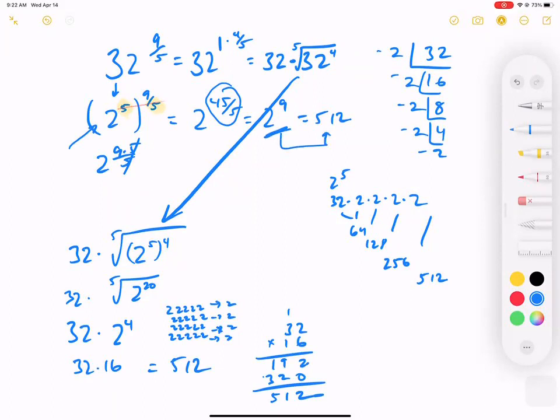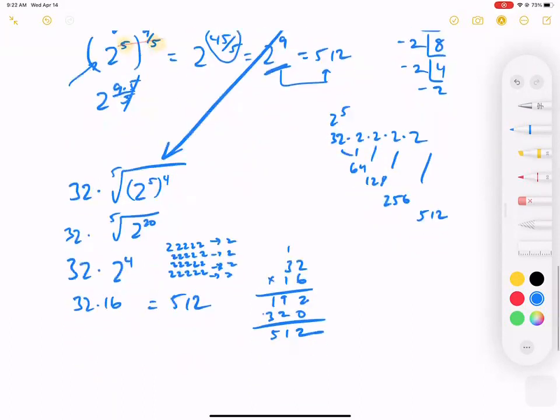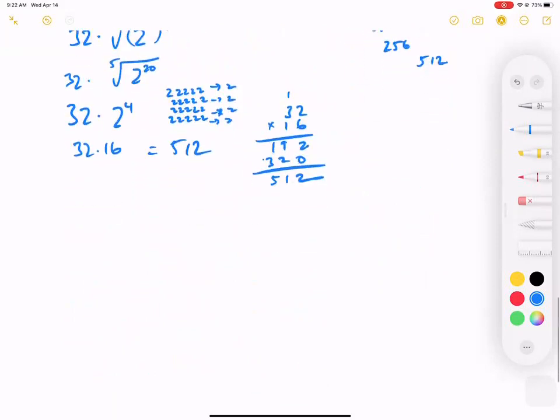It's something that we don't want to be too scared about, we don't want to freak out about. Okay, so let's give you guys another one. If I say 243 to the 6 over 5 power, we can rewrite this if you want as the 5th root of 243 to the 6th power.